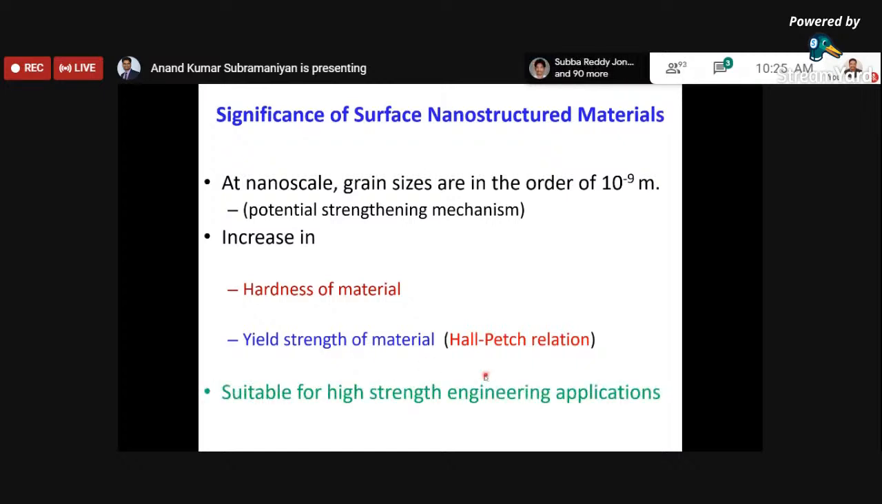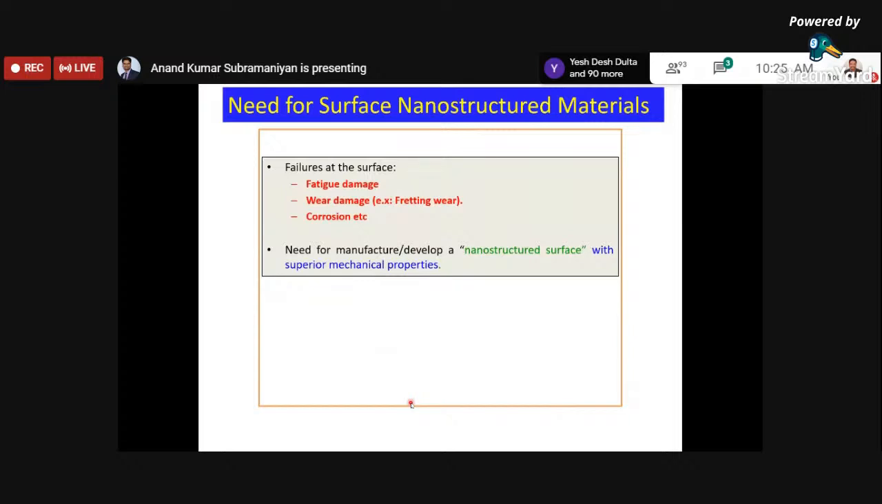So then, that being the case, we can actually deploy these surface nanostructured materials for an application which requires high strength, and subsequently can bear a high amount of mechanical loading, right? So that is what we are trying to propose. And now we can try to look at how these surface nanostructured materials could be used, and why they have to be used.